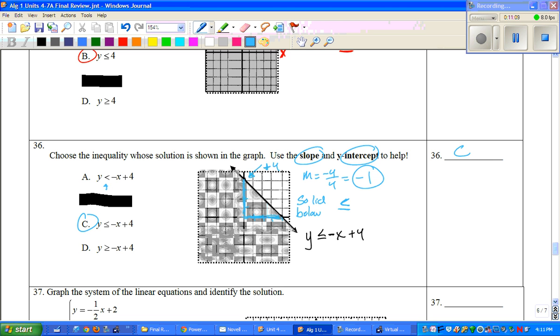Now, the reason why it's not A is because that line would be dashed, because it doesn't have the line below it.